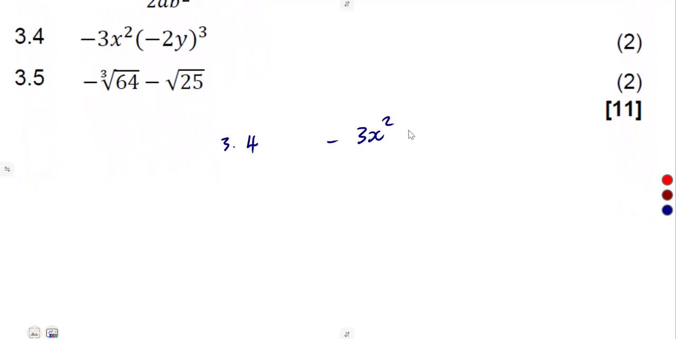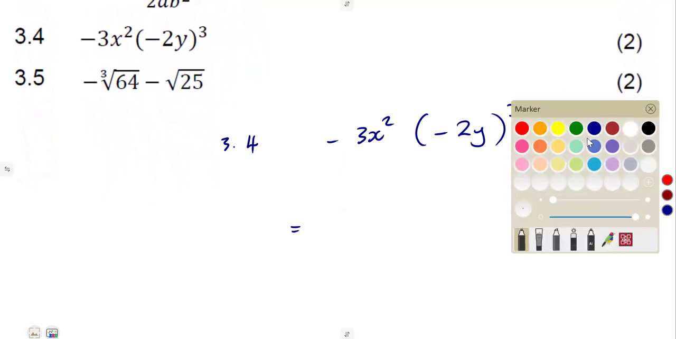Minus 3x squared into minus 2y to the exponent of 3, on question 3.4. 2 marks. Simplify this. What can we do? So looking into this question, it is also the application of our integers.